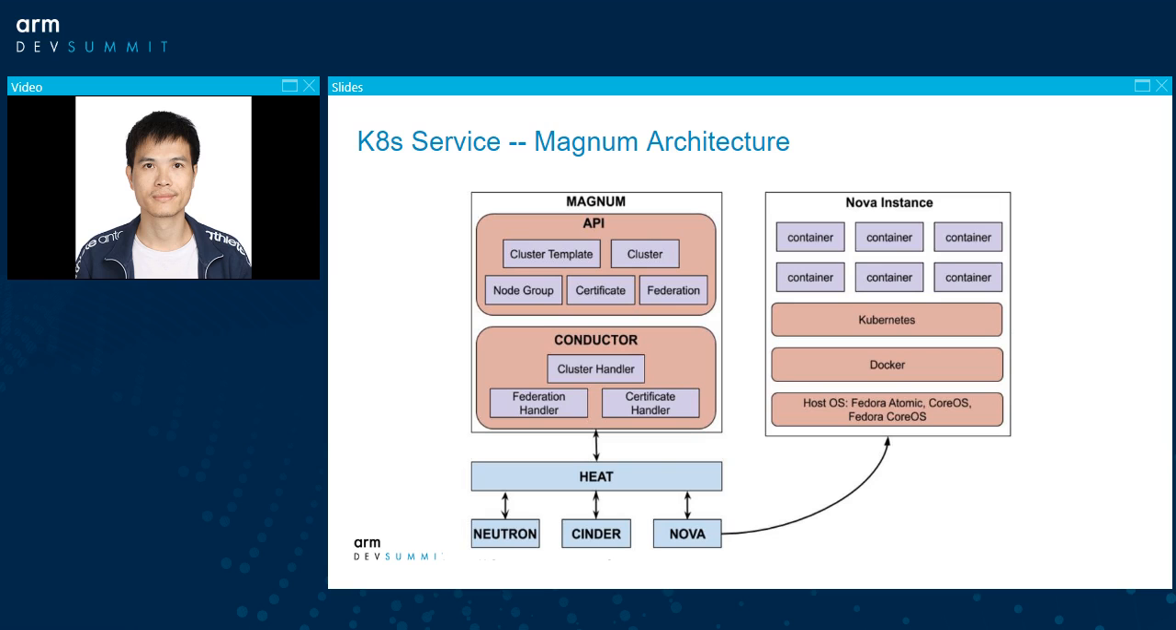This is the Magnum architecture. Inside the Magnum, there is an API service and a conductor. The API service serves the API request from the user, and then the conductor uses Heat to create the required infrastructure resources and set up the Kubernetes cluster. The Kubernetes cluster is running on Nova VM instances.